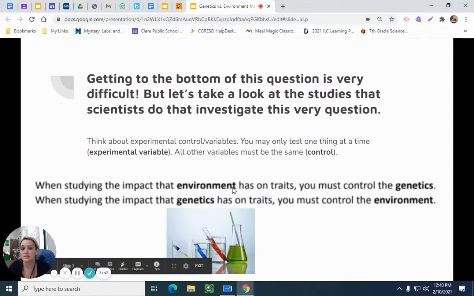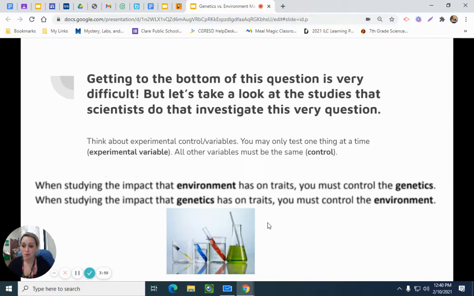Getting to the bottom of this question is very difficult. So scientists look at studies to investigate this question. It's a huge debate in science. Is personality, especially, genetic or environmental? And so you need to think about what we know about scientific experiments. In order to study something, everything needs to be controlled or the same throughout your experiment. The only thing you can change is one experimental variable.